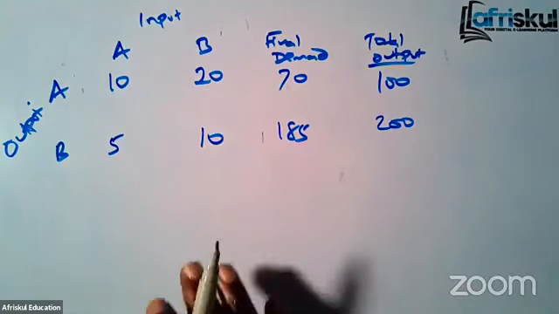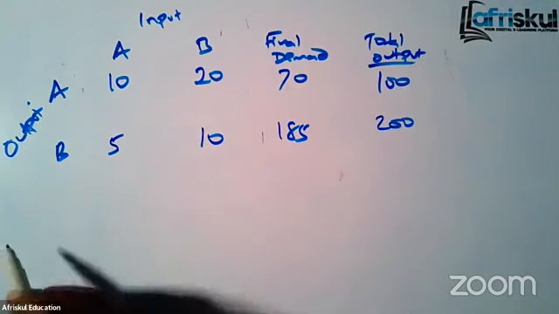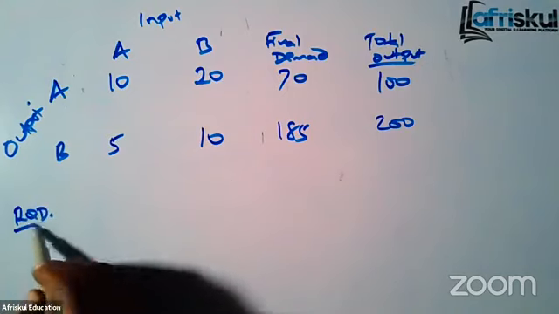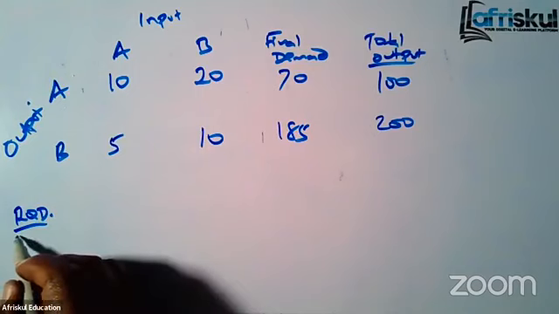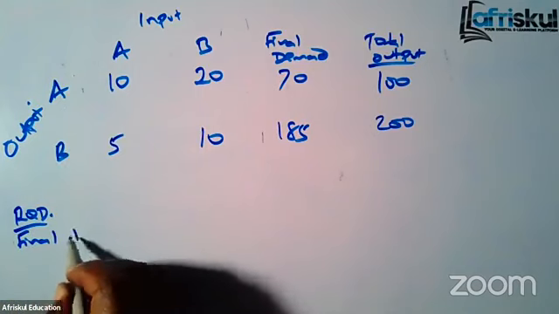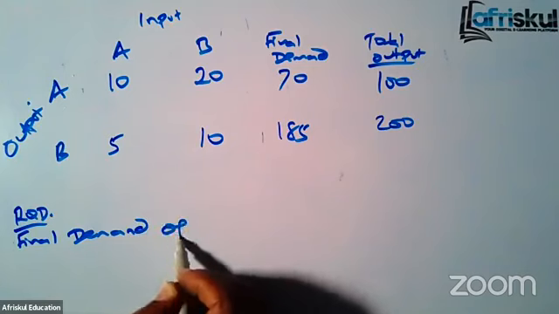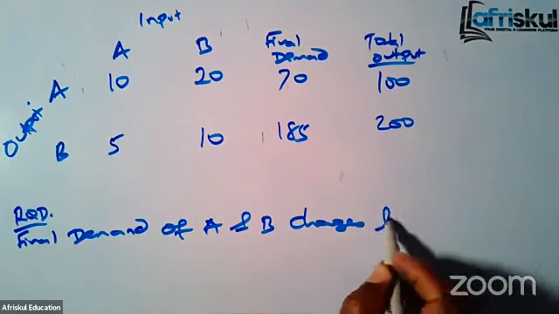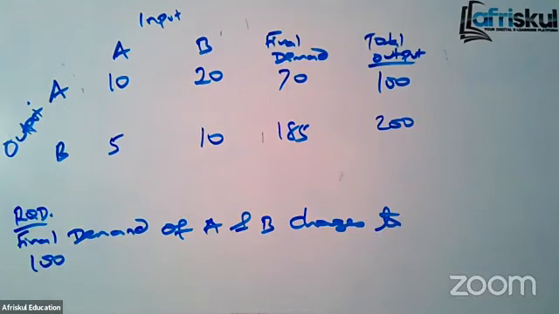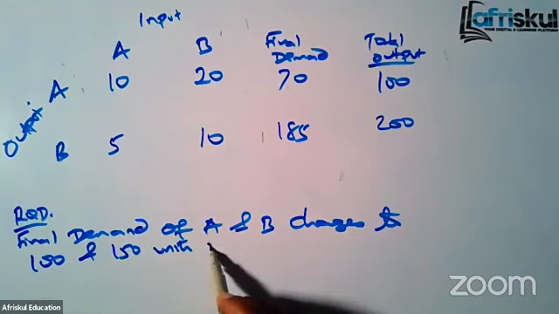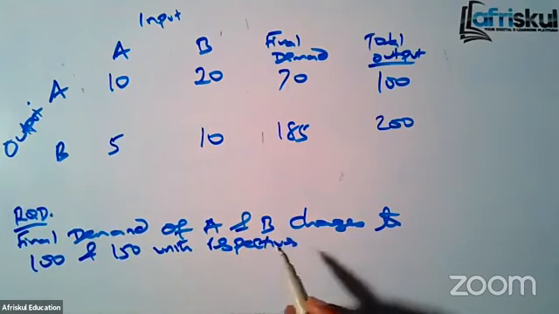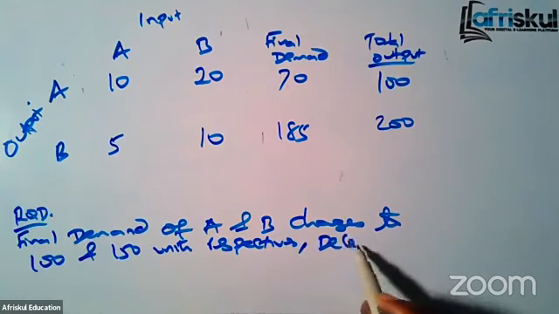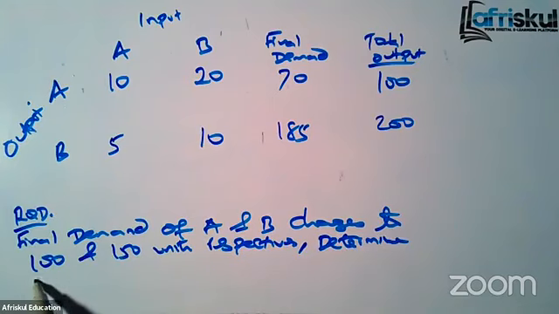So ladies and gentlemen, if you're given this kind of information, what your examiner will do, he'll come and tell you what is required here. Then he'll tell you that if the final demand of A and B changes to 100 and 150 units respectively, determine or forecast the new output.